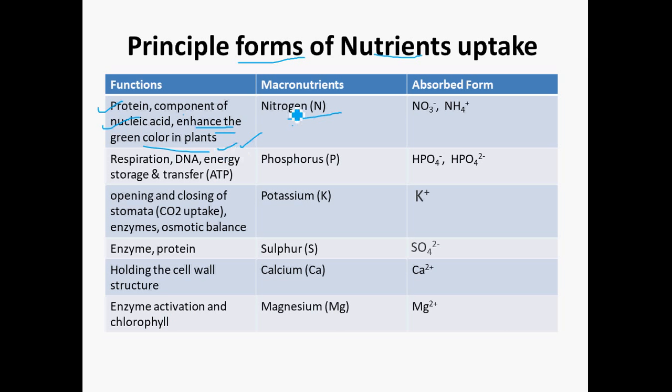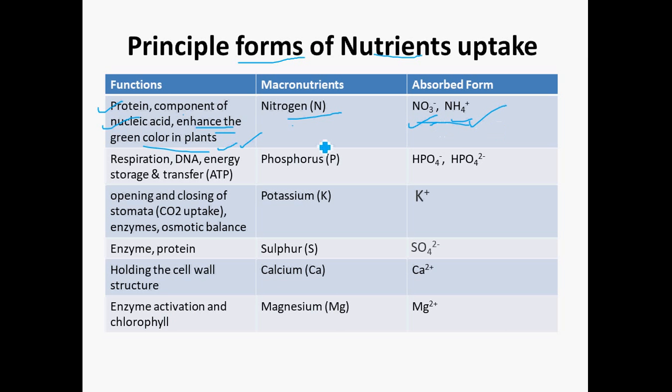Now, plants uptake nitrogen in the form of nitrate and ammonium, NO3 ions and NH4 ions.